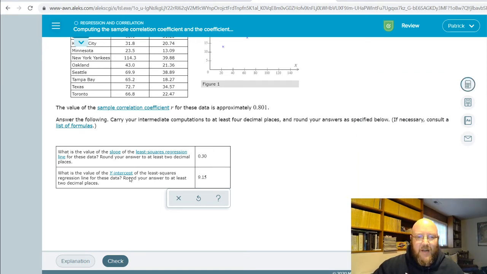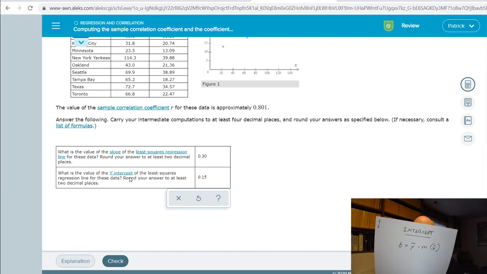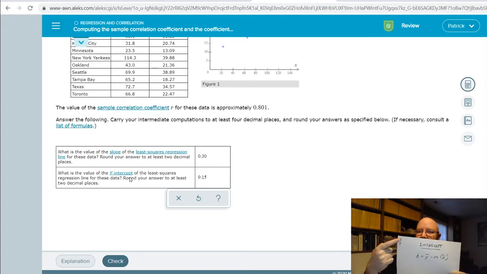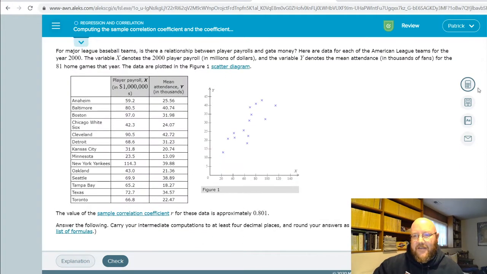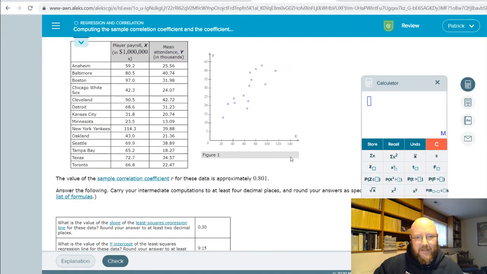The y-intercept. Different formula for this one. That is this guy right here. So here's your intercept: b equals the mean of y minus the slope times the mean of x. Here's your shopping list on this one. You need to figure out in the ALEKS calculator the mean of y and the mean of x. So here we go. Let's do that real quick, and then we can plug that into this calculator.